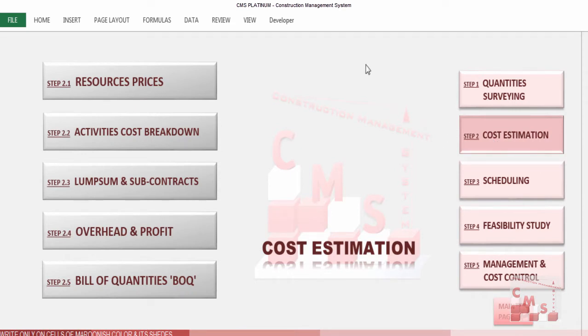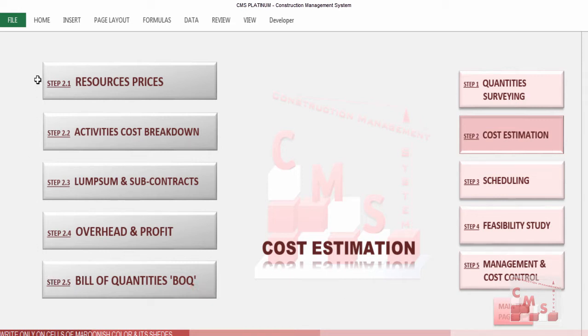CMS directed us to the page of the cost estimation, which is divided into these steps. Step 1 will insert all the resources prices. Then we'll go to check our activities cost breakdown and we'll do the required modification if it's required. Then we'll insert our lump sum and subcontracts work and we'll check our overhead and profit for the project. And at the end, CMS will give us the full priced bill of quantity as we'll see later.